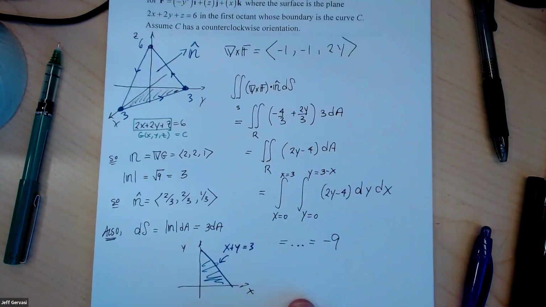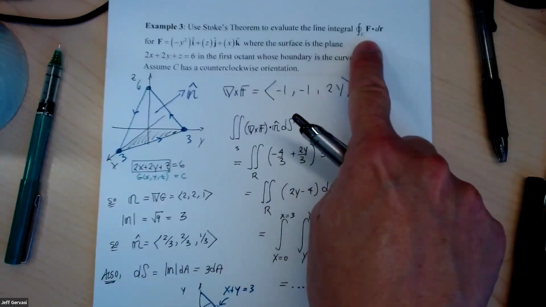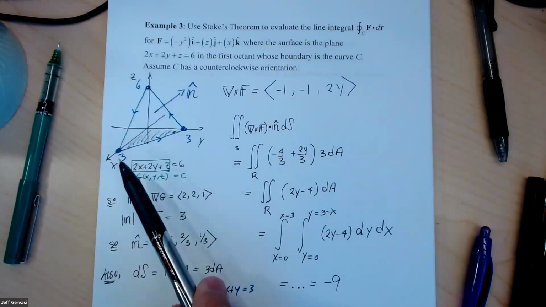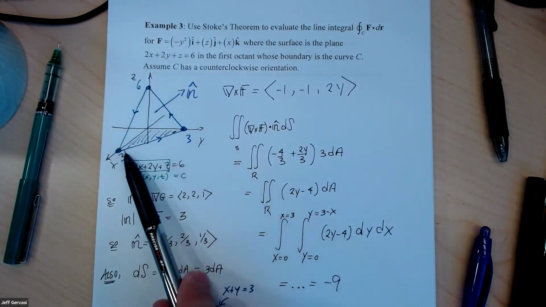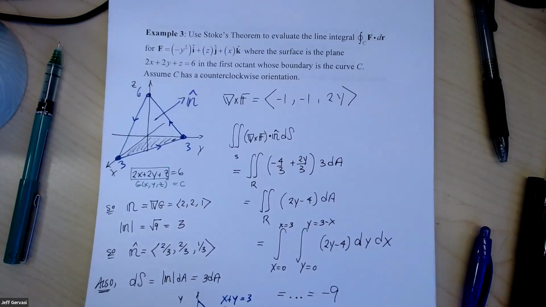All right. And so I like this example because it shows us that if we were to evaluate the line integral just by itself, we would have to find 3 different parameterizations because there's 3 different curves that make up C. We'd have to evaluate the line integral 3 times. A little easier, I think, to do it this way. Okay. All right. Our next example.